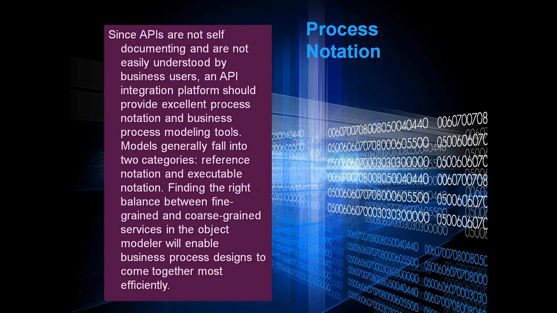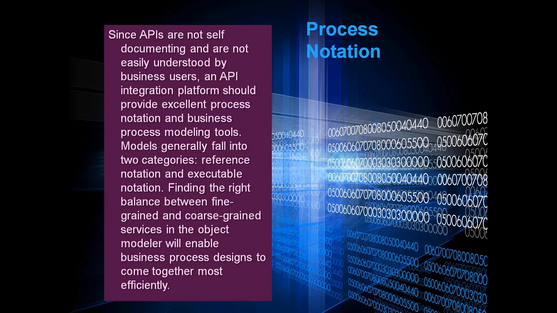The fourth barrier that we look at is that of process notation. Just the ability to communicate within an organization about these kinds of issues can become rather complex. We need some way to visualize this for business users and even for IT decision makers who are not directly involved in the systems themselves. So APIs tend to be not self-documented. They're not easily understood by business users. So an API integration platform should provide a way for process notation and business process modeling to take place.